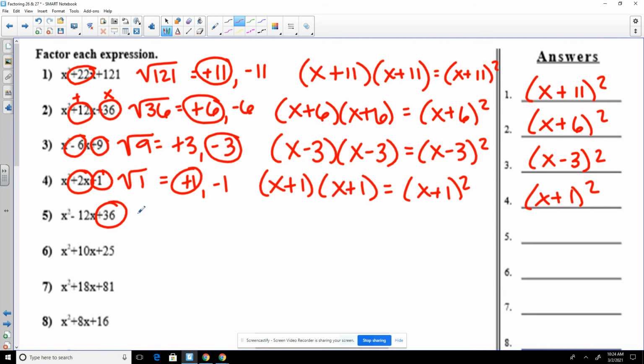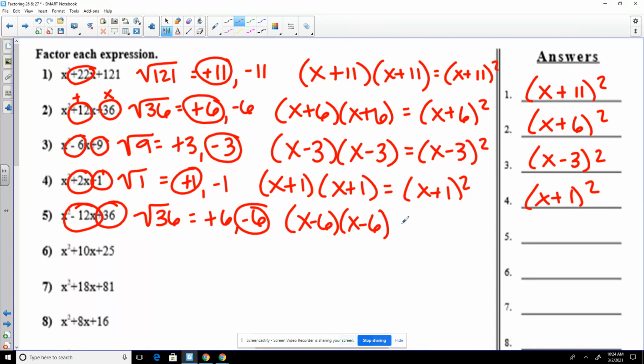And the last one, 36. I know 36 is the perfect square of positive 6, negative 6. I need to add to negative 12. So I'm going to need negative 6. x minus 6, x minus 6, or x minus 6 squared.